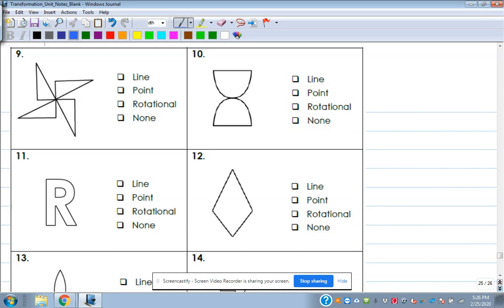All right, number 9. That's a nice little shape. Some right triangles connected there at the vertex. Definitely point, because if you rotate that upside down, it looks the same. Rotational comes automatic with point. Does it have line symmetry? No, we want it to, but it doesn't. Number 10, kind of an hourglass type shape there. Line, point, and rotational. Good.